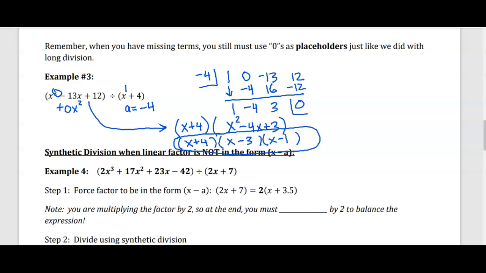Okay, so now we're going to take a look at, we know not all linear factors look like this, right? They're not all nice and neat, x plus 4, x minus 3. Sometimes we have other factors like 5x minus 1, 2x minus 3. What do we do when we have that a value out front, a leading coefficient out front? That's what we're going to talk about next.